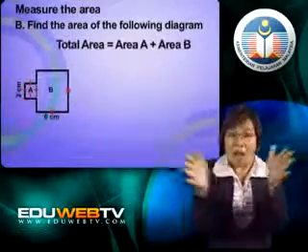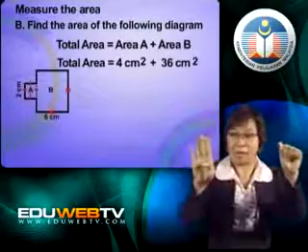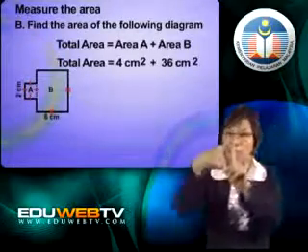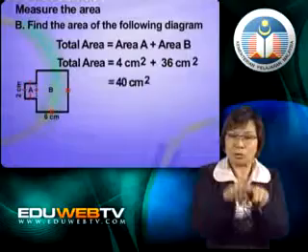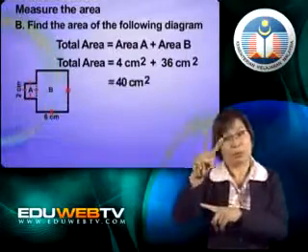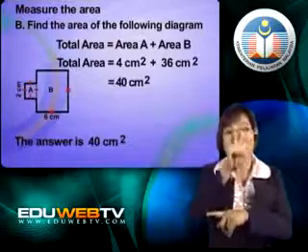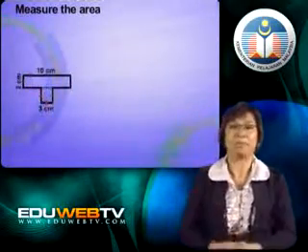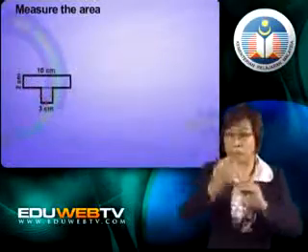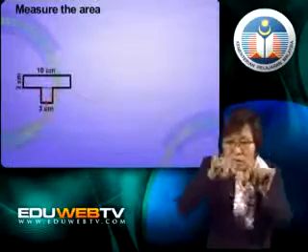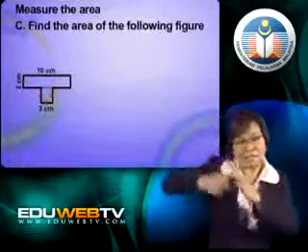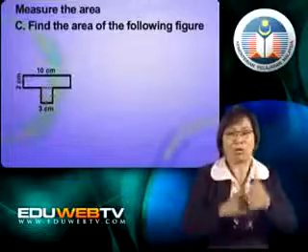Add up the area of A and B. So 4 centimeters square plus 36 centimeters square is equal to 40 centimeters square. The answer is 40 centimeters square. Question 3 will involve calculating the area of different shapes. Let's start. Find the area of the following figure.